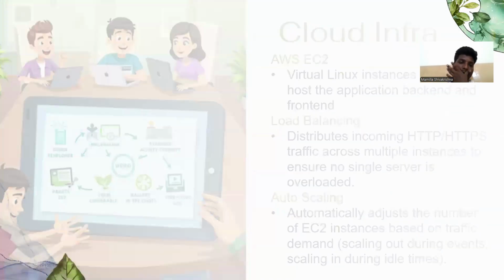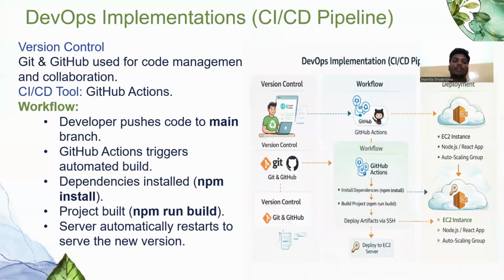For DevOps implementation, we use CI/CD pipeline. Our project also implements DevOps practices. Developer pushes code to GitHub repository. GitHub Actions triggers automated build. Dependencies are installed, the project is built, and the updated application is deployed automatically to the server.